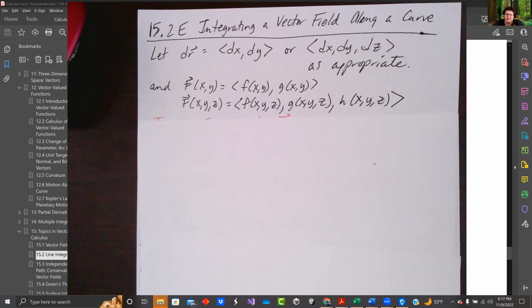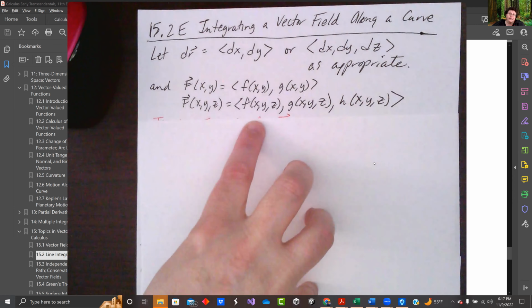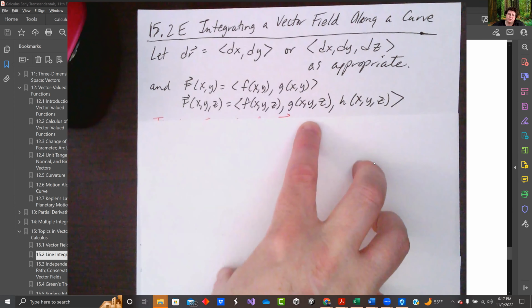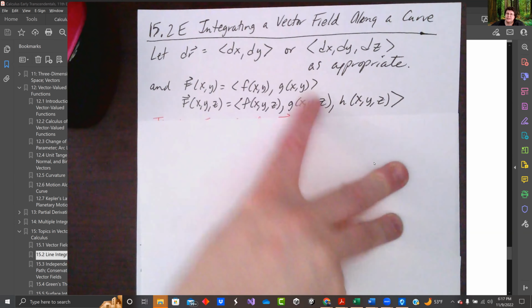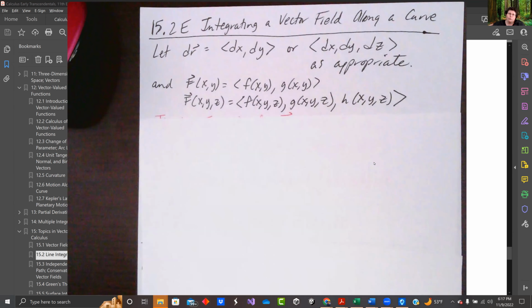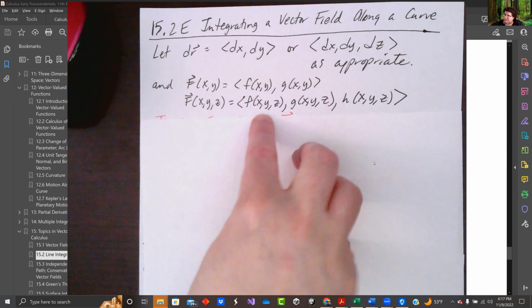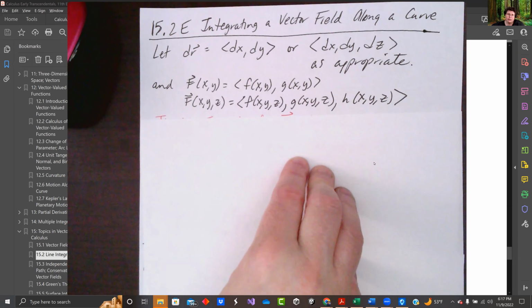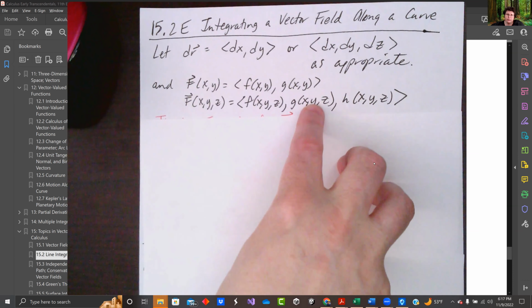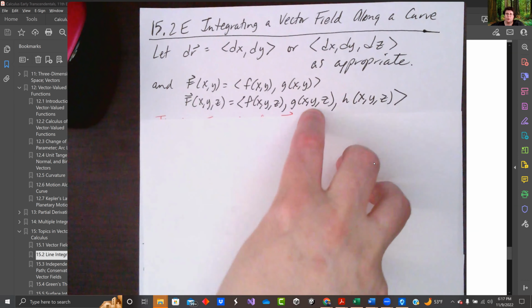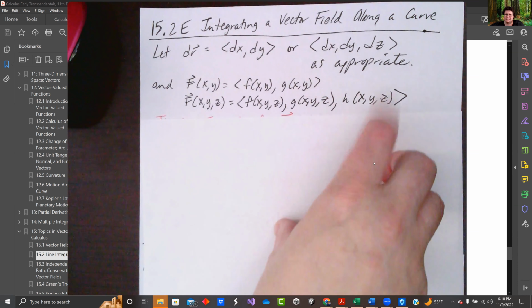When we're doing these vector field functions with the dr, it's easier to show them as what they are. F of x, y, z is some function in the x direction, another function in the y direction, another function in the z direction. Dr is dx, dy, dz. When we're integrating along x, the only thing we care about is the x component. So f will pair up with dx. When we're integrating along y, the only thing we care about is the y component. So we'll have g with dy. Same thing with z and dz.